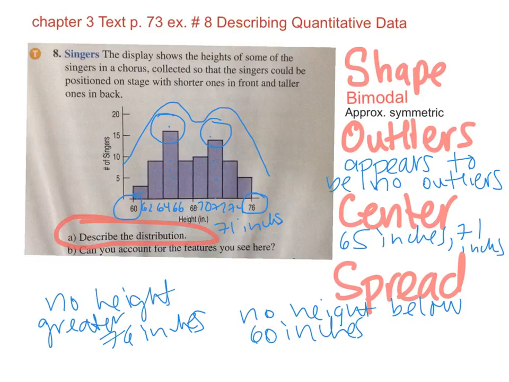Alright, letter B asks, can you account for the features you see here? So if you remember the last example, if you saw it, anytime we have a bimodal shape, that means we are probably looking at two different groups. So what would this mean for a chorus if we have two different heights? Well, we can probably say that perhaps we have males and females here, so the lower height would represent the mean heights of the females, whereas the upper mean, 71 inches, would probably represent the center height of the males.